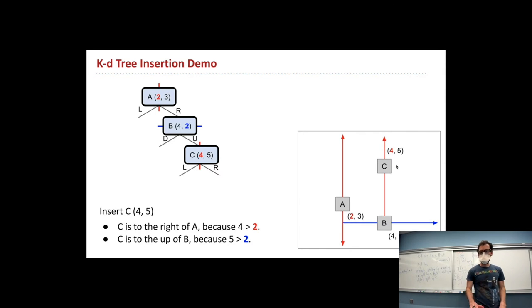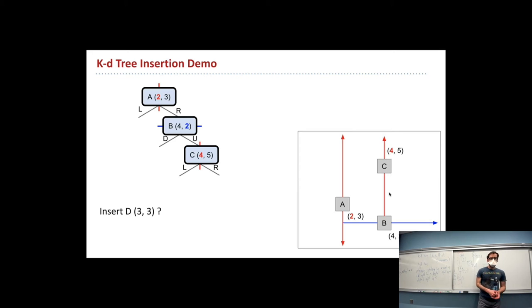And you can see in this picture on the right, we're building up these nodes that are dividing our 2D space into smaller and smaller portions. According to where C's children will go, they all have to be to the right of A. And then they'll either be in this left section if they have a smaller x-coordinate, or this right section if they have a greater one.